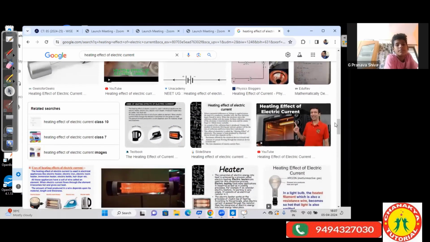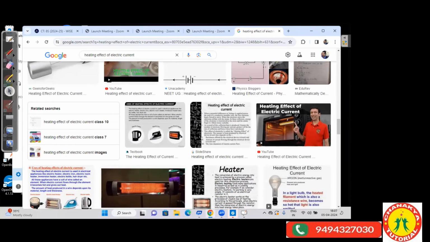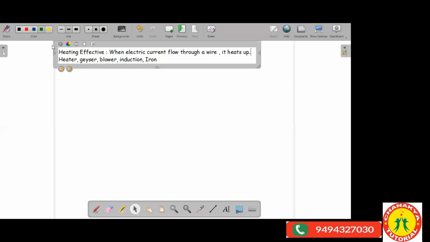Sir? Yes? Are there any machines which are not dependent on heating effect? Yeah, there are a number of machines which are not dependent on heating effect. Rather, those machines want that there should not be any heating effect. If there is any heating effect, it will be a type of loss of energy. So there are devices which do not require the heat energy.